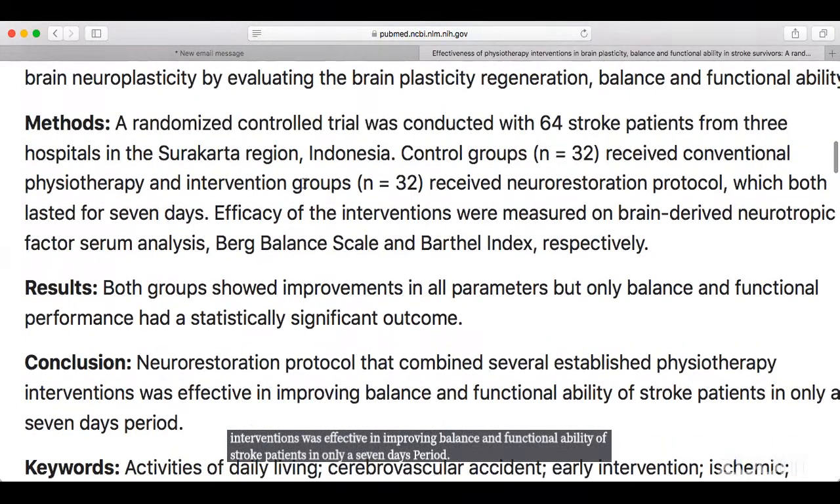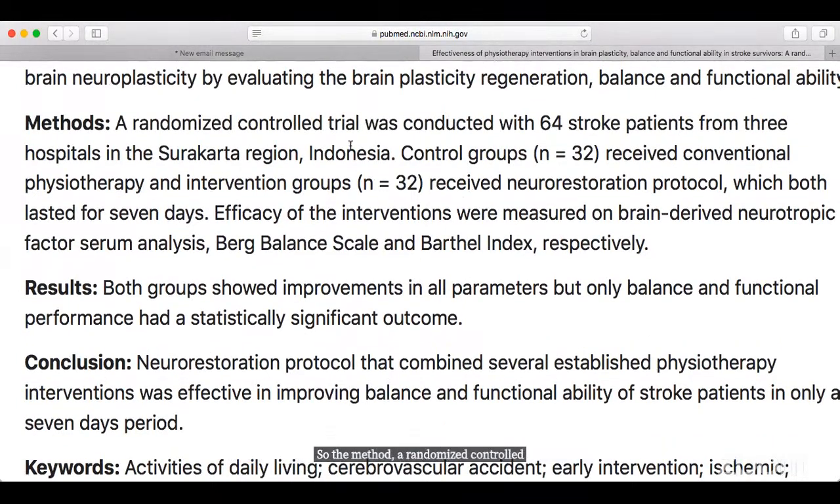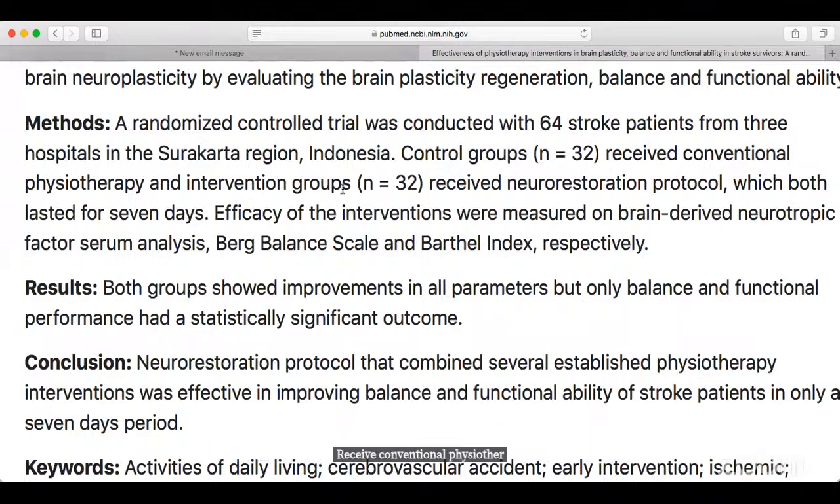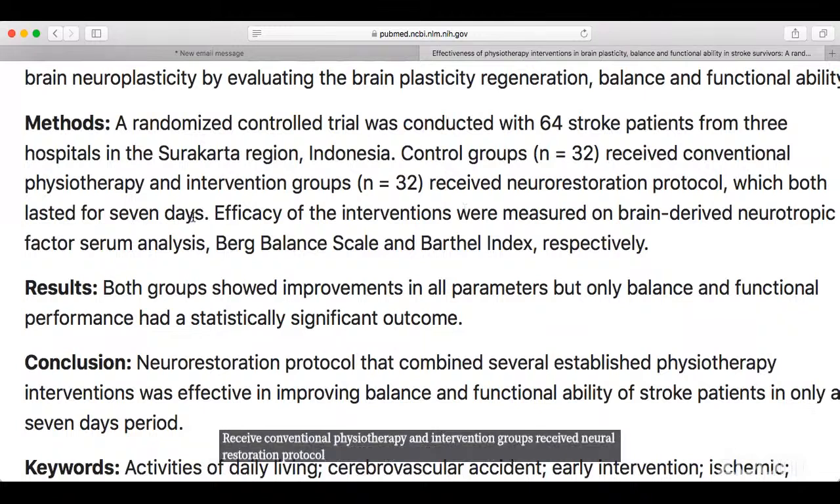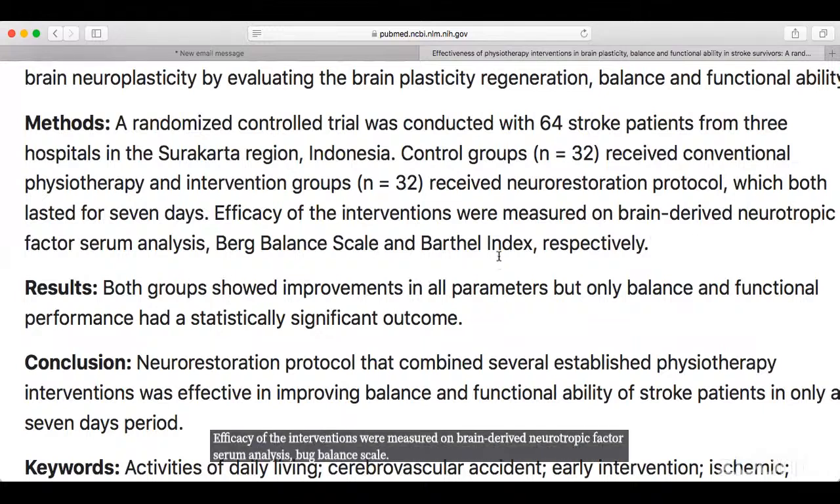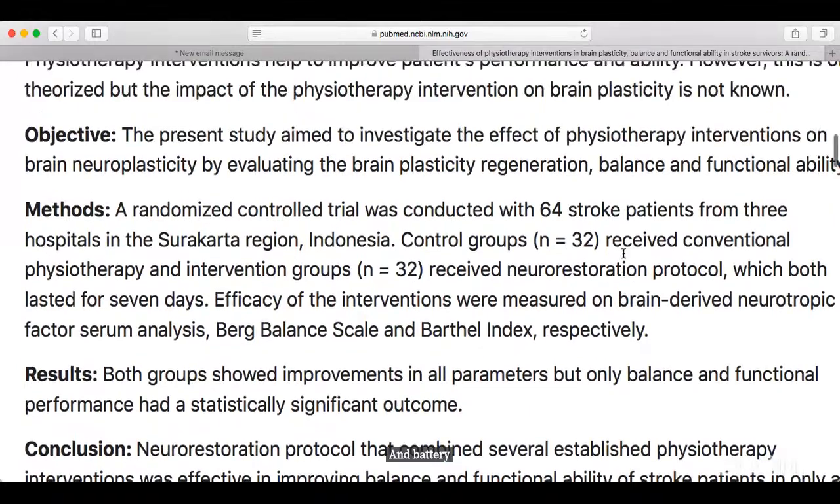So the method, a randomized control trial. So this is an RCT, was conducted with 64 stroke patients from 3 hospitals in Indonesia. Control groups, 32, received conventional physiotherapy, and intervention groups received neuro restoration protocol, which both lasted for 7 days. Efficacy of the interventions were measured on brain-derived neurotropic factor, serum analysis, Berg balance scale, and Barthel index, respectively. So this is what they did.